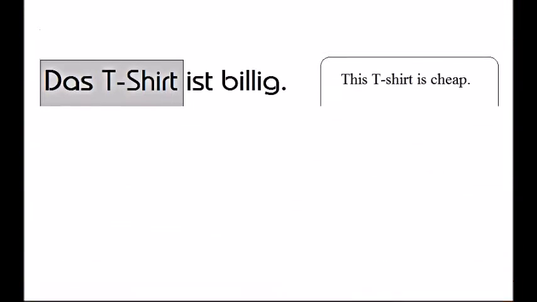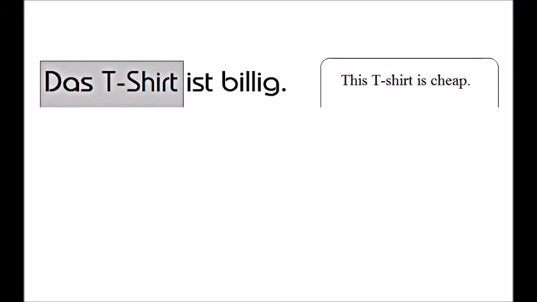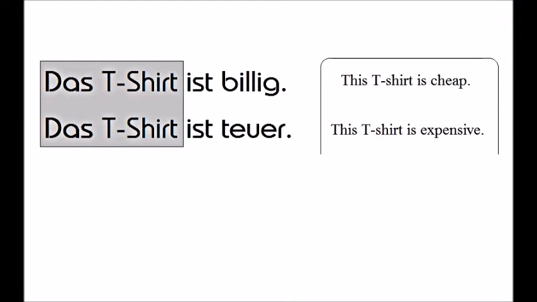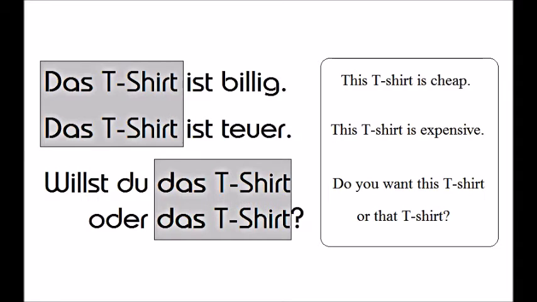Look at this example. Das T-Shirt ist billig. This T-Shirt is cheap. Das T-Shirt ist teuer. This T-Shirt is expensive. Willst du das T-Shirt oder das T-Shirt? Do you want this T-Shirt or that T-Shirt?